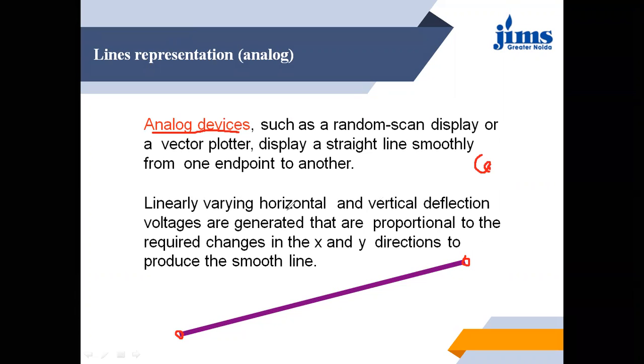Linearly varying horizontal and vertical deflection voltages are generated that are proportional to the required change in the x and y direction to produce the smooth line. Means in analog devices, when we have to draw an image, especially a line, then that is a smooth line.